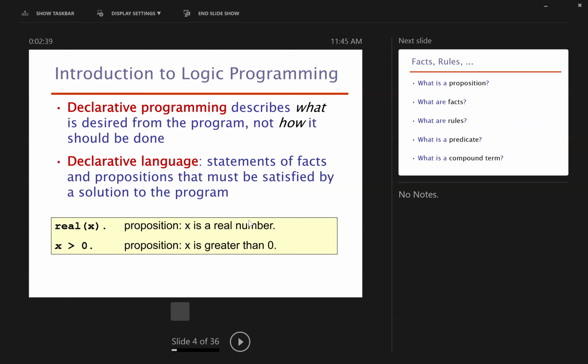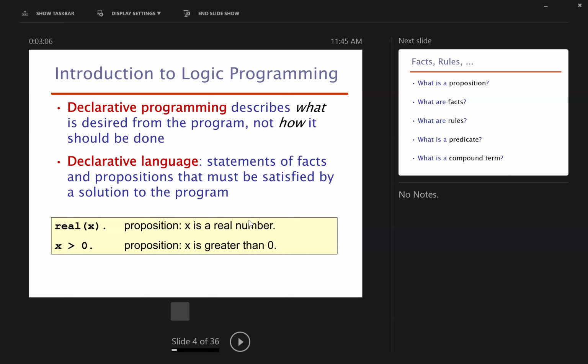So here we say again, the logic program is a declarative program. And what is a declarative program? There's a definition: it describes what is desired from a program, not how to do it. Here we are not going to write any algorithm. There's no algorithm, so not how it should be done. So a declarative language is a statement of facts and propositions that must be satisfied.